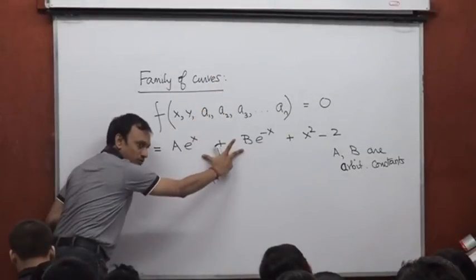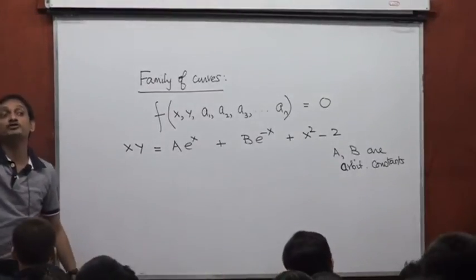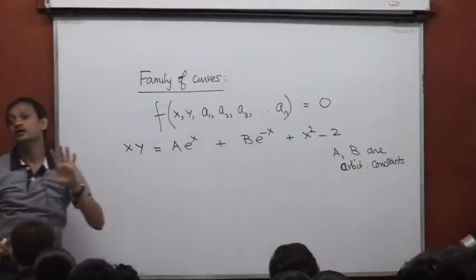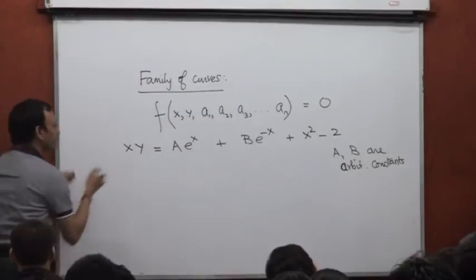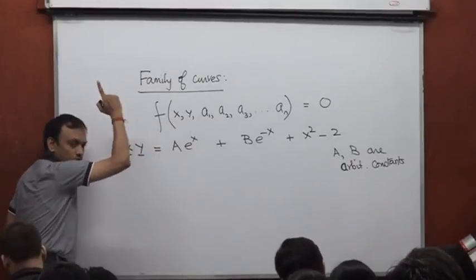Here we have two arbitrary constants. In the earlier case, we had one arbitrary constant and we got a differential equation of order 1. Now we have two arbitrary constants and let's figure out the order of the corresponding differential equation. Alright, so let's first get the differential equation. Let me differentiate both sides with respect to x.